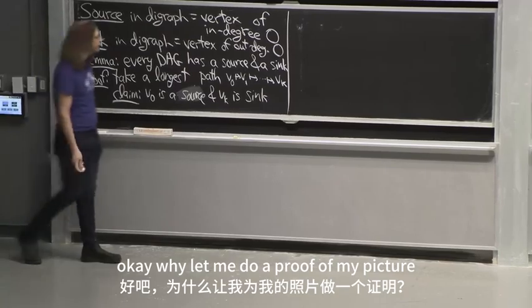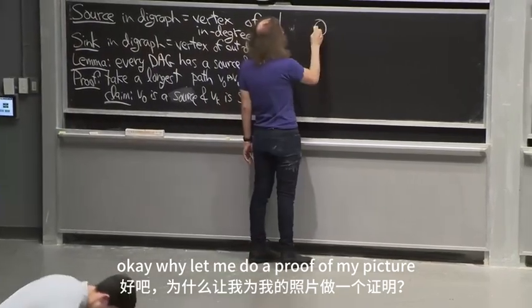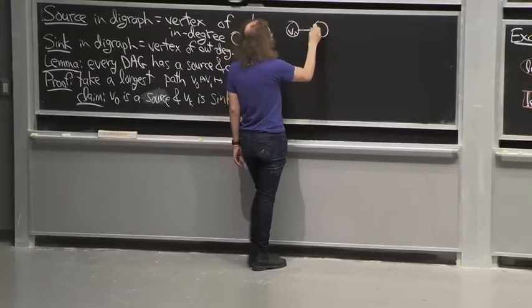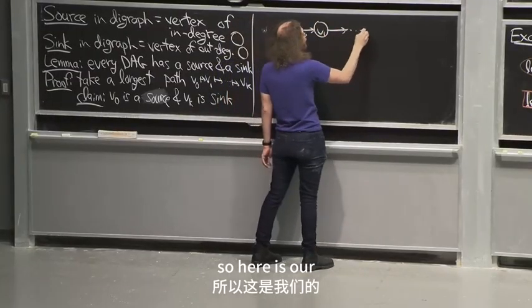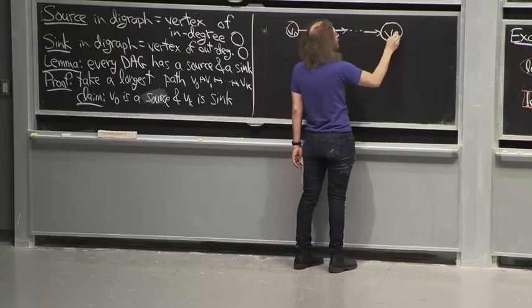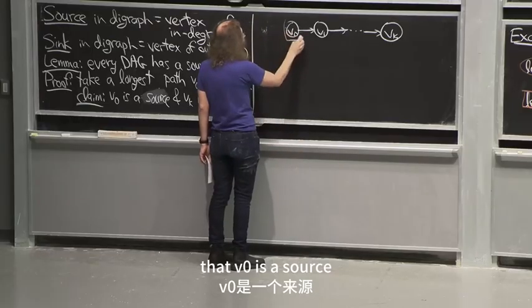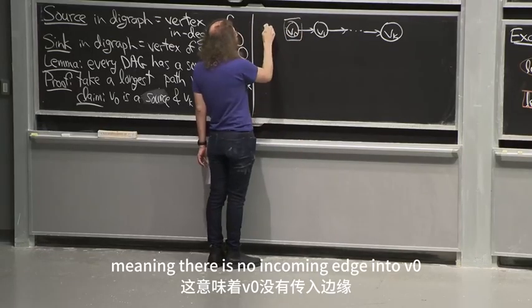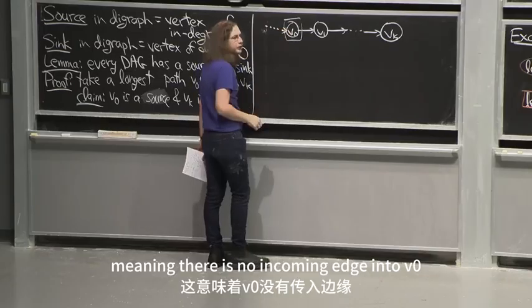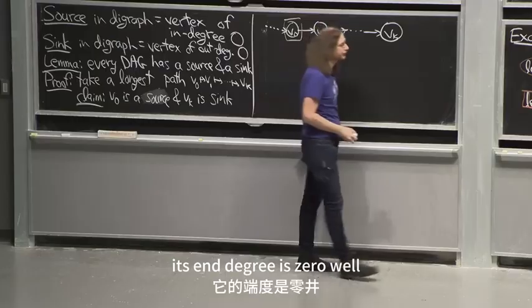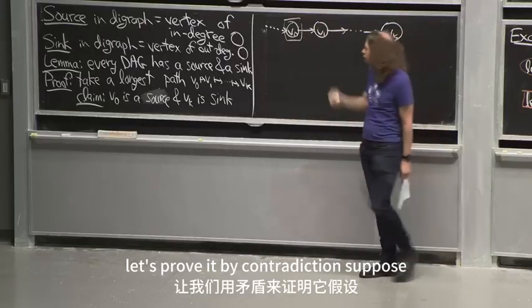OK, why? Let me do a proof by picture. So here is our hypothetical longest path. And I want to claim, for example, that v0 is a source, meaning there is no incoming edge into v0. Its in-degree is 0. Well, let's prove it by contradiction.